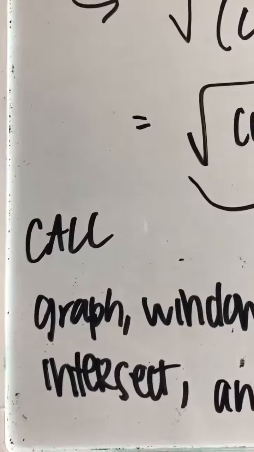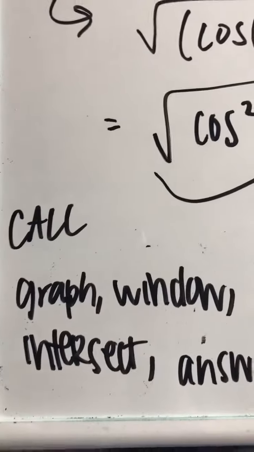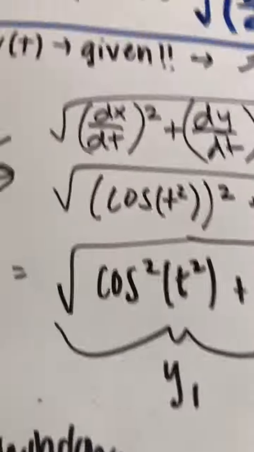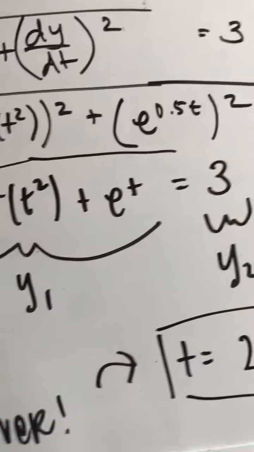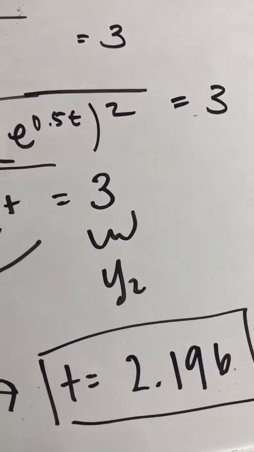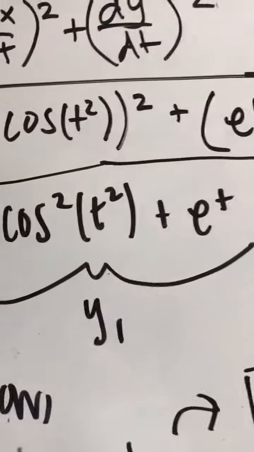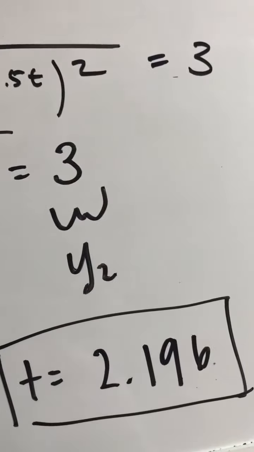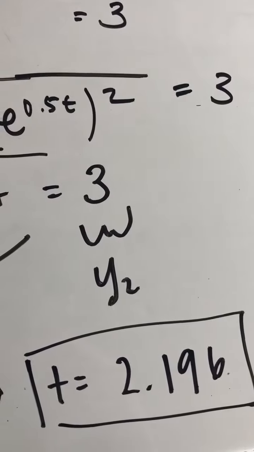Then you're going to click intersect, select your first curve, second curve, and check that off. And then you have your answer as t equals 2.196. That is where y1 and y2 intersect, and that's the time.